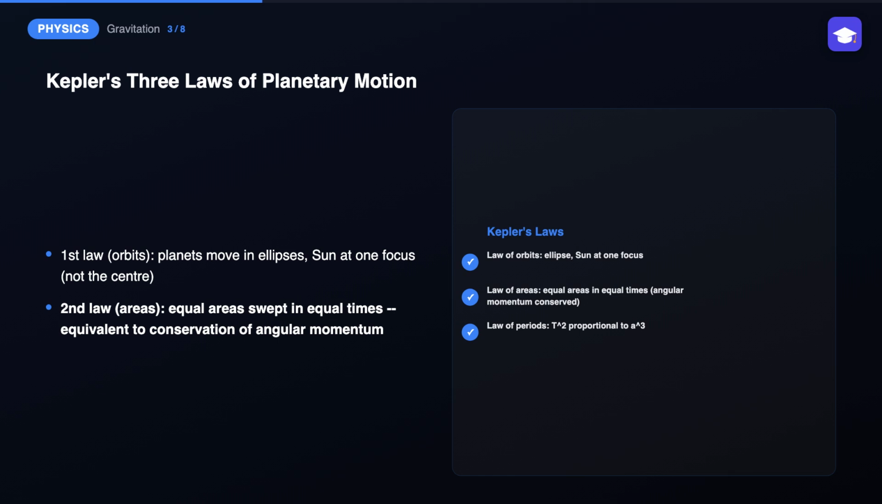Kepler's second law, the law of areas, states that the line joining a planet to the Sun sweeps out equal areas in equal intervals of time, and this is directly, mathematically equivalent to conservation of angular momentum.